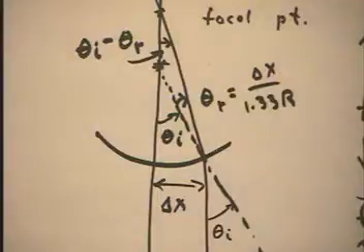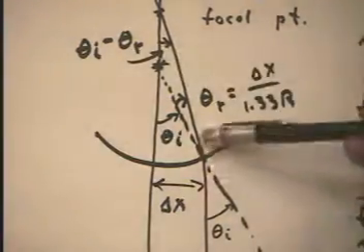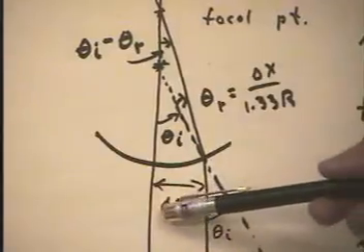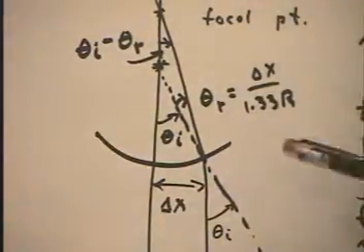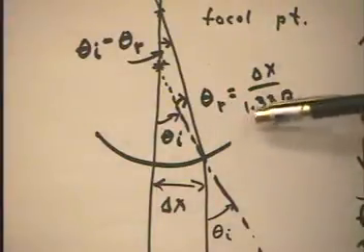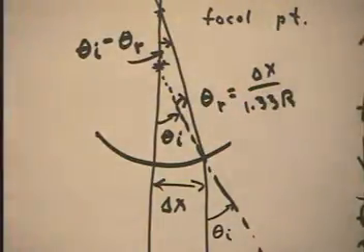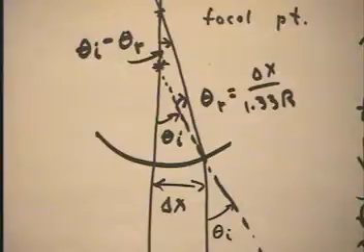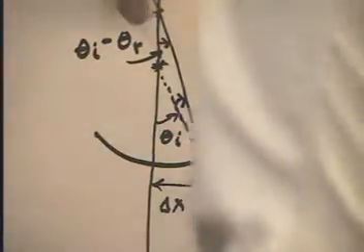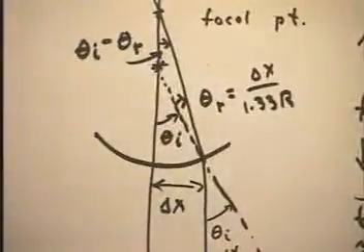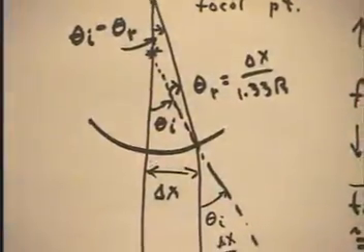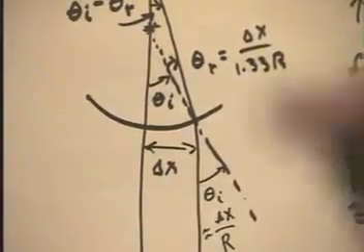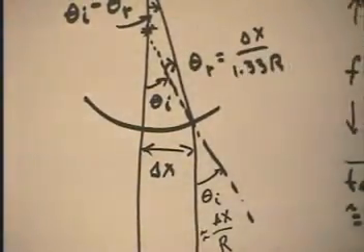So here's our situation. We have the parallel rays coming in, the one ray at a distance delta x from the central ray, refracted at the angle delta x over 1.33 r. Again, remember that's measured in radians. So we have theta I, and I haven't written down what theta I is. Let's write that down. That's approximately just delta x over r. And theta r, which is delta x over 1.33 r.